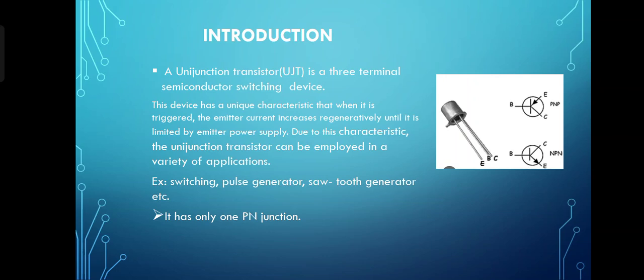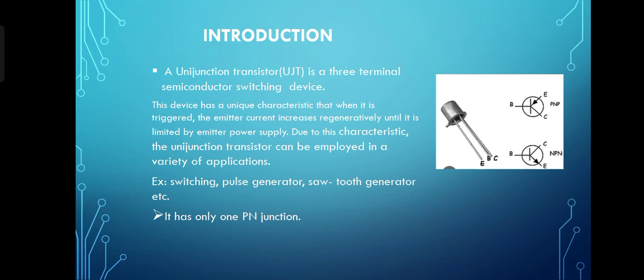First, introduction. A unit junction transistor, UJT, is a three-terminal semiconductor switching device. This device has a unique characteristic: when it is triggered, the emitter current increases regeneratively until it is limited by the emitter power supply. Due to these characteristics, the unit junction transistor can be employed in a variety of applications, for example switching, pulse generator, sawtooth generator, etc.